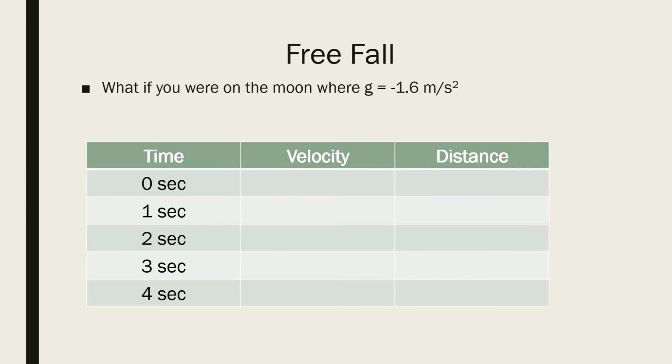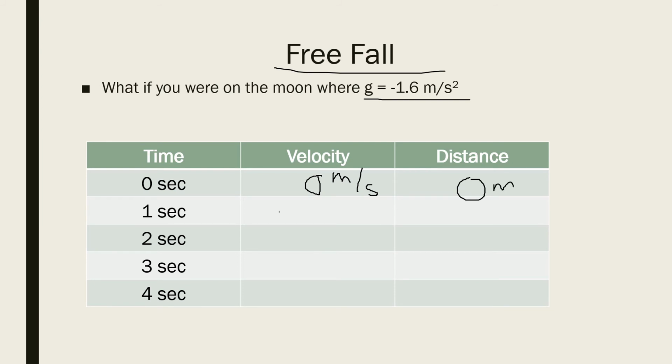So, okay. I've been saying all this time that we are always going to assume that we're on planet Earth unless I tell you otherwise. So let's just say, what if you're not on Earth? What if you're on the moon where gravity is negative 1.6? What changes? Instead of using negative 9.8, we just use negative 1.6. That's the only difference. It's a free fall. 0, 0 on a free fall.